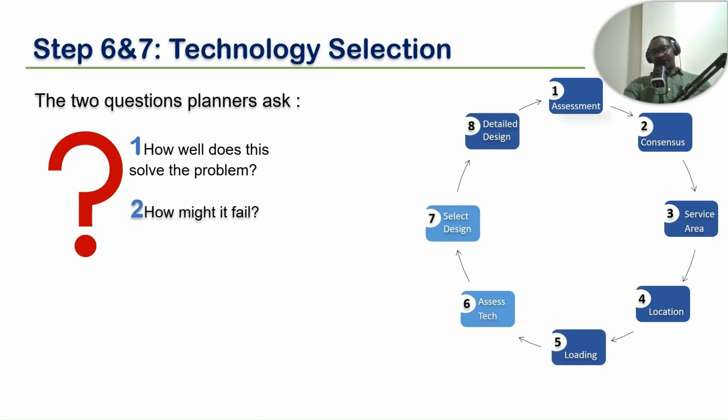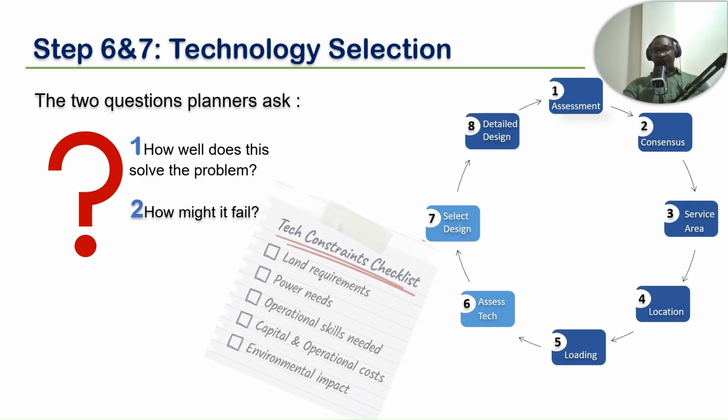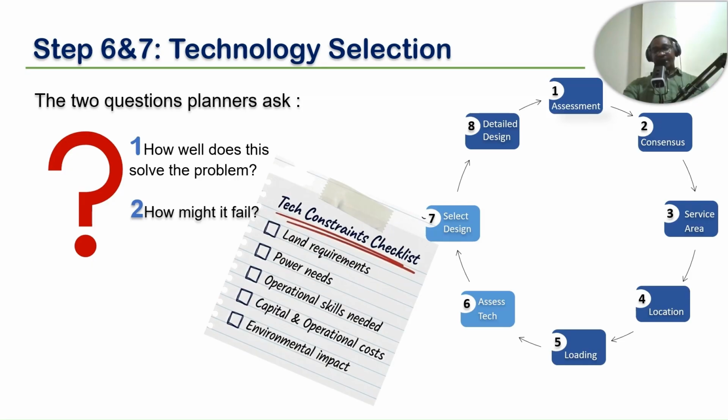The other is, how might this fail? So for every technology, there are those shortfalls. But then you need to look at how sustainable, how well you will be prepared to manage this. So this is very important. Besides that, then you need to also look at some of the constraints. And this could be to do with land requirements, the needs for power, energy in your system. Then how well are the staff or those available? Do they have the sufficient skills to run this treatment system?